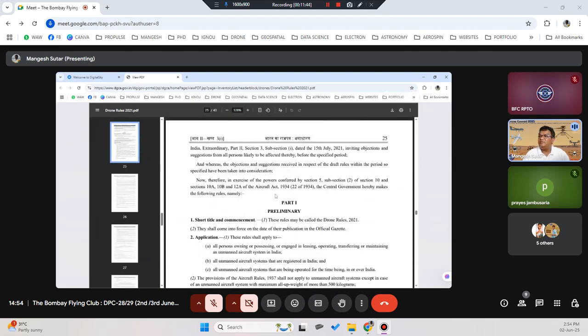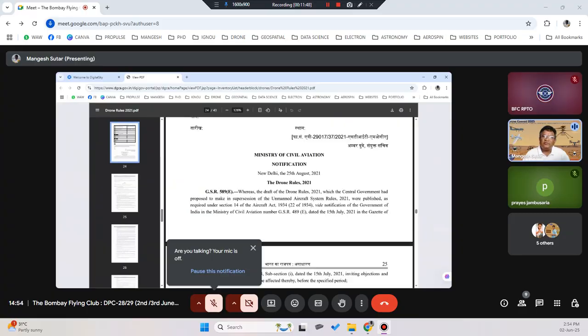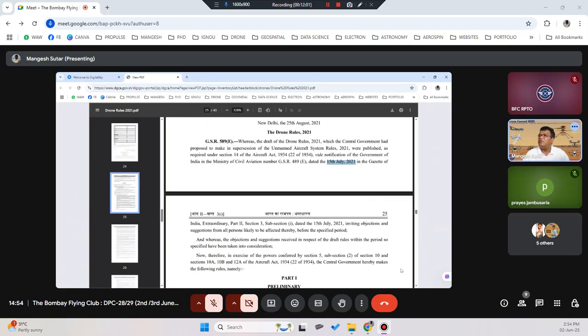If you see here, this document was released on 25th of August 2021, whereas the draft was released on 15th July 2021, and a 1 month period was given to the people. The objections and suggestions received in respect of the draft rules within the period so specified have been taken into consideration. So they have also documented when the draft document was released and that a 1 month period was given for people to go through it. From 15th July till 15th August, people could review and provide suggestions. After that, the amendment was done, and on 25th of August 2021, the Drone Rules were released.